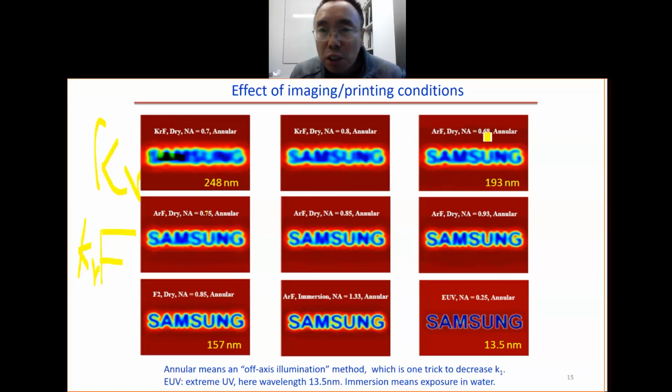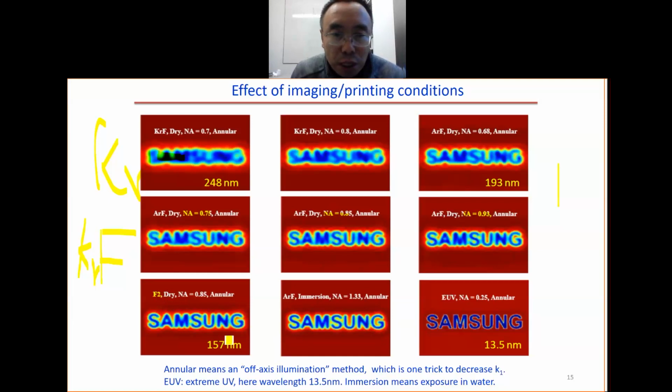Here, numerical aperture 0.68. We have higher numerical aperture, you get better resolution. So even higher numerical aperture, better resolution. 0.93 is even better resolution. So this is the maximum numerical aperture you can get in practice. So in theory, you can get numerical aperture to be 1, but in reality, you can get maximum 0.93 numerical aperture. So this one is 157 nanometer wavelength, so shorter wavelength. This is also an excimer laser, fluorine excimer laser.